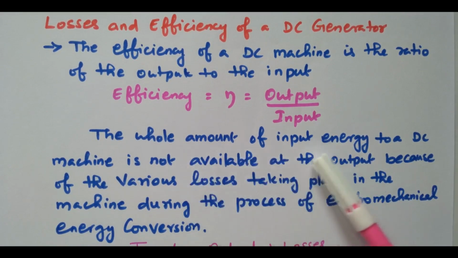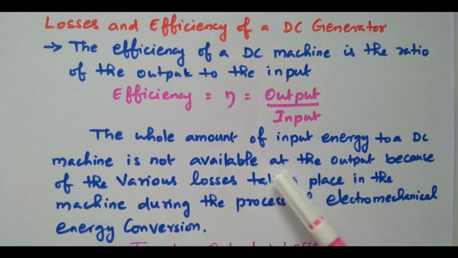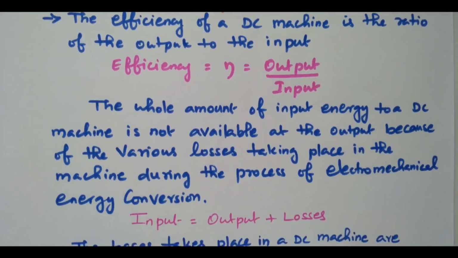The whole amount of input energy to the DC machine is not available at the output. Why? Because various losses take place in the machine during the process of electromechanical energy conversion, right? The input given is not exactly available at the output. In between some losses will occur, right? So we can write input equals output plus losses. The input we are giving is converted into output plus some losses. By adding the output and losses we will get the input.